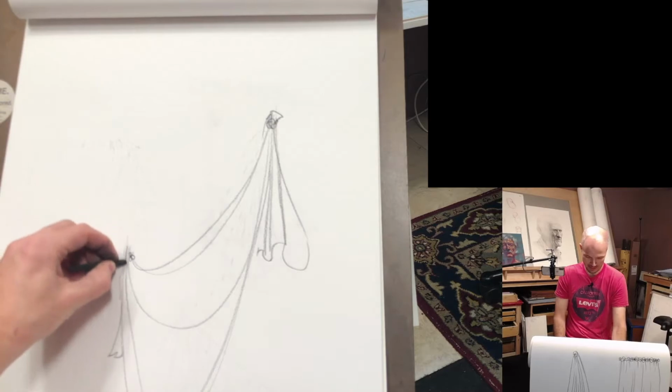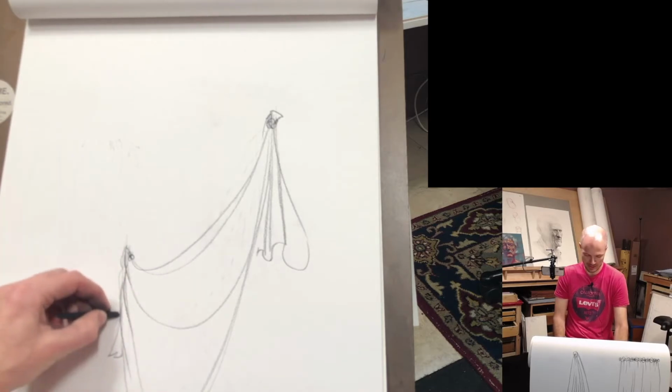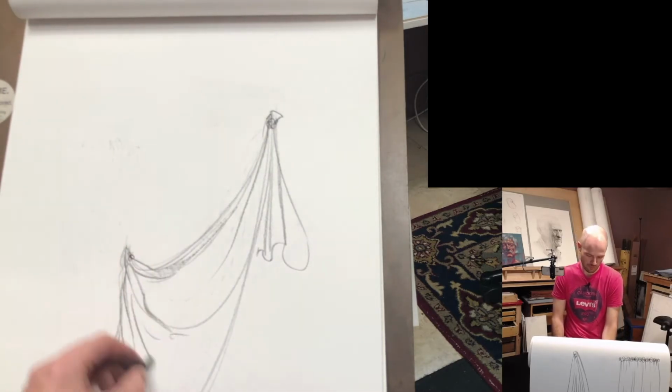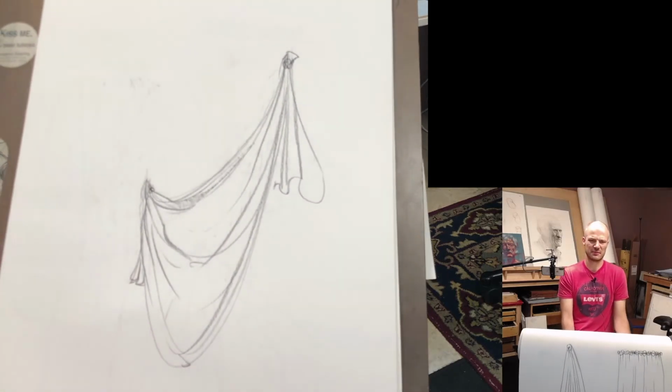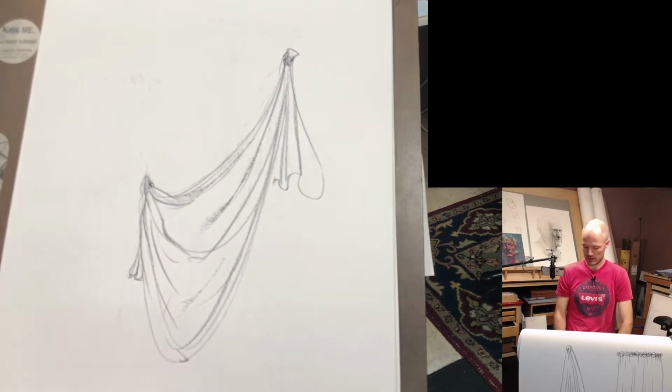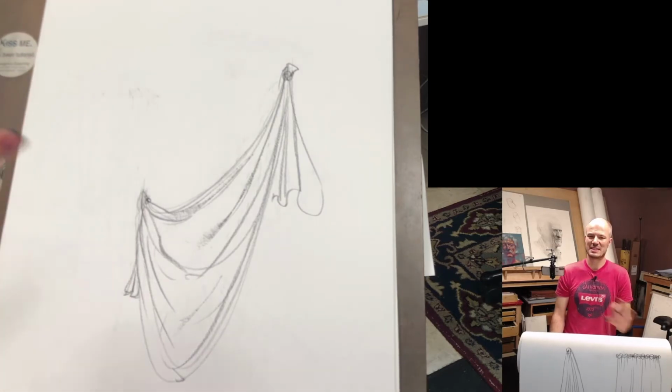Maybe this one's hidden. Maybe we're seeing this from an angle and it's hidden, and we just see a little peeking out there. That's going to give me a relatively decent feel of that fabric. Okay, so that's 2 tension points. And we're going to kind of stay there.